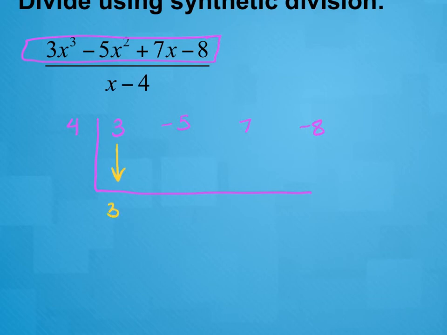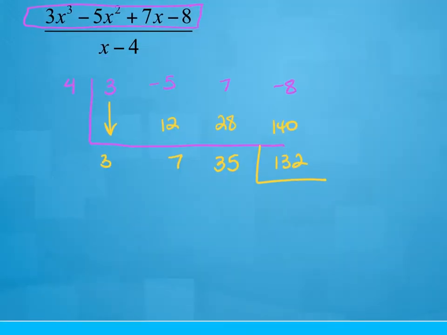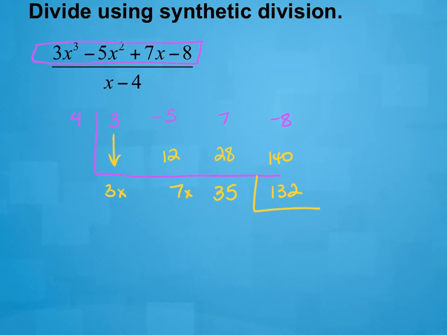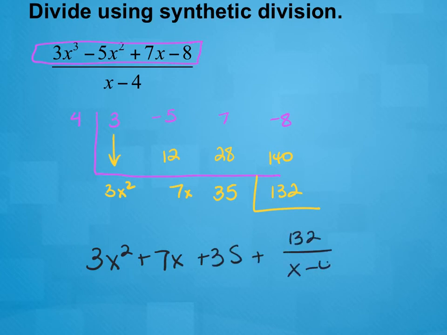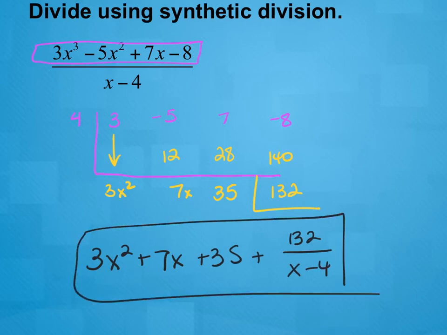Bring down the 3. Multiply it by 4. Put it in the next column. Add it. Multiply it by 4. Put it in the next column. Add it. Multiply it by 4. Put it in the next column. Add it. Did I do that right? Yeah. Here's my remainder. The 35 stays as the constant. The 7 gets the x. The 3 gets the x squared. So my answer is 3x squared plus 7x plus 35 plus 132 over x minus 4. Questions on that one?